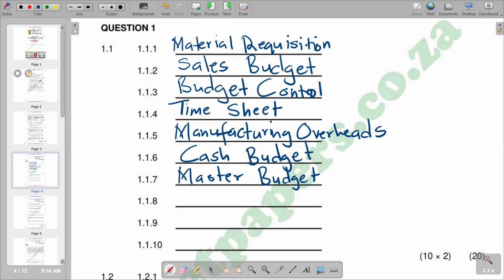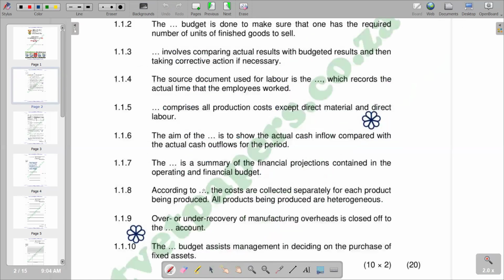So moving on to 1.1.8, it reads, according to dash, the costs are collected as products being produced are heterogeneous. Heterogeneous means they are not the same products. So basically you're saying they are different products.